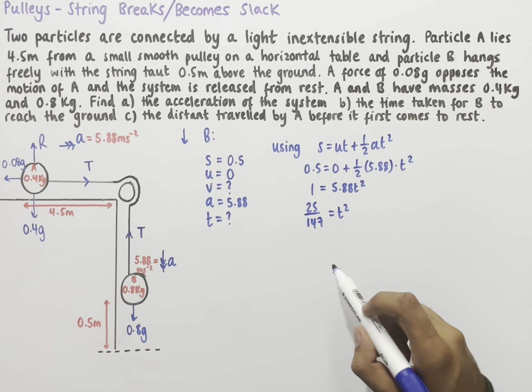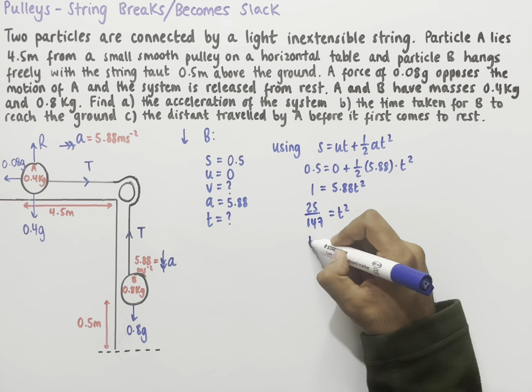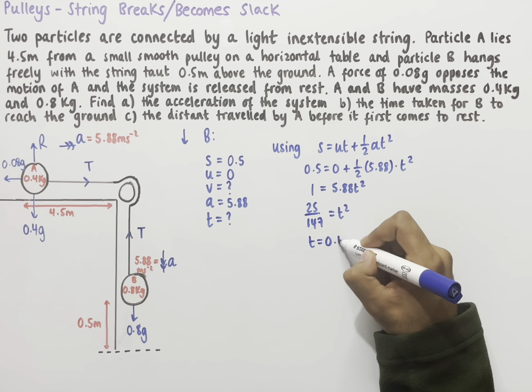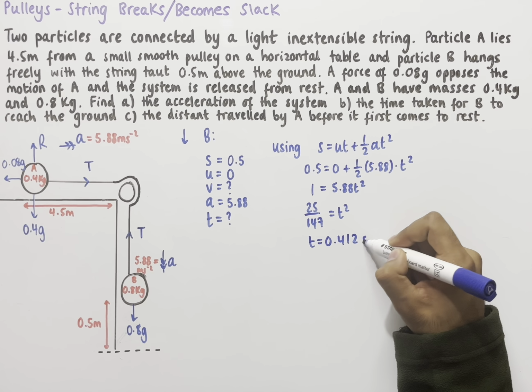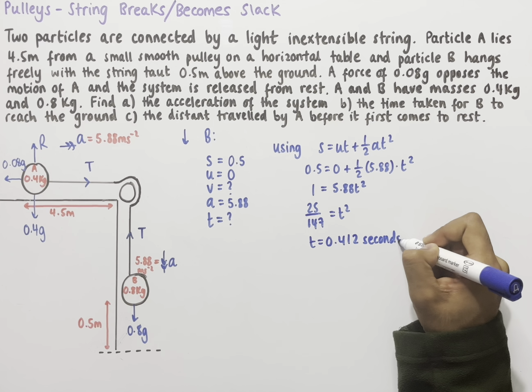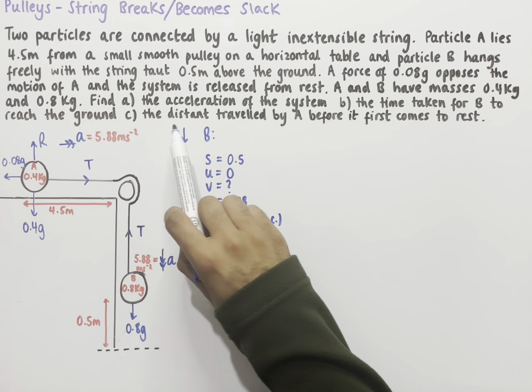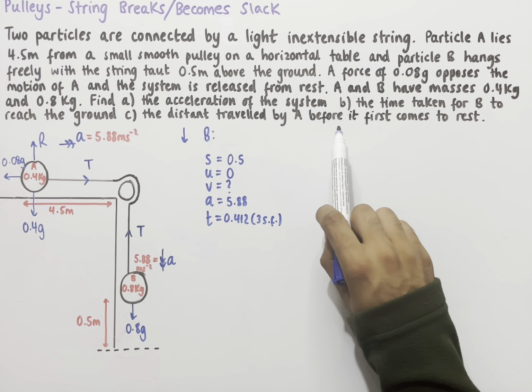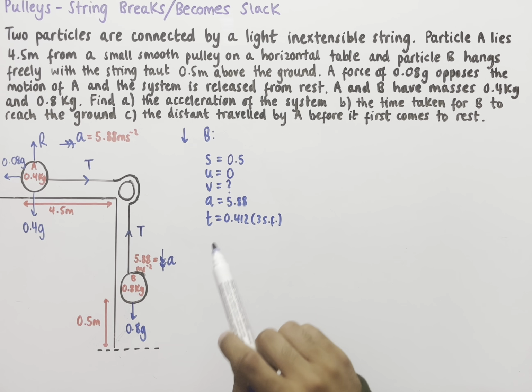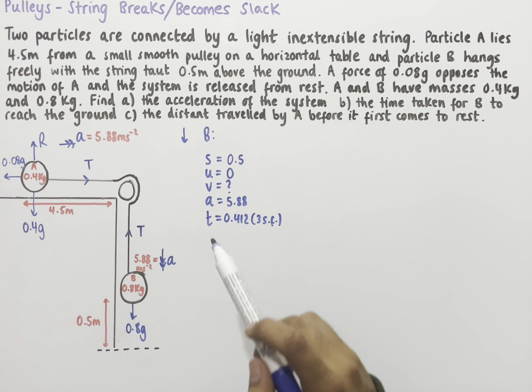And then taking the square root of both sides, we end up with t equaling 0.412 seconds, and this value has been rounded to 3 significant figures. Now in part C of the question, we want to work out the distance travelled by A before it first comes to rest.